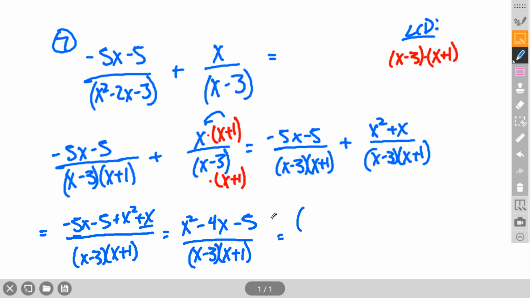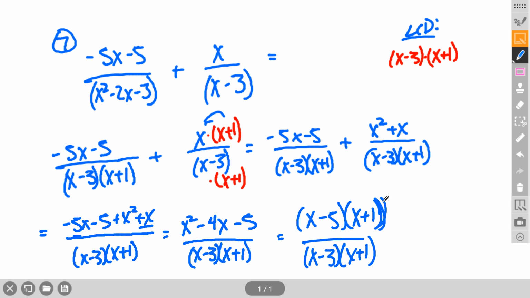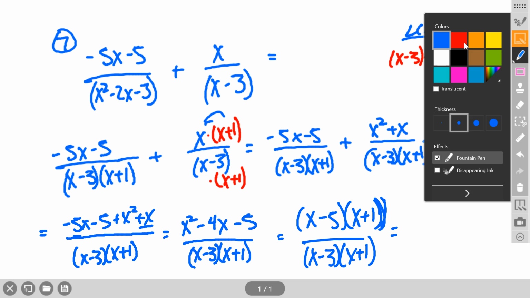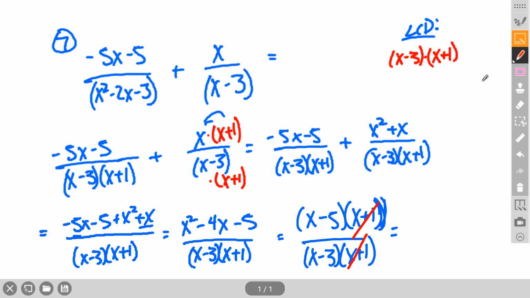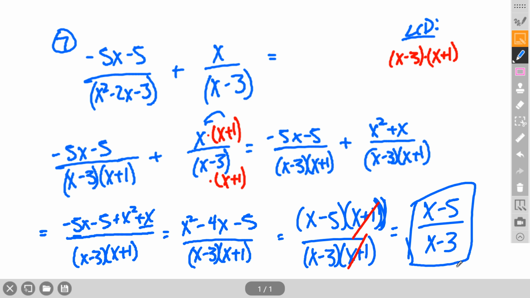X squared minus 4x minus 5, that factors into x minus 5 and x plus 1. Okay, well, it does actually look like it has factors in common because they both have an x plus 1 in common in the numerator and denominator. So we end up with x minus 5 in the numerator, x minus 3 in the denominator for number 7.